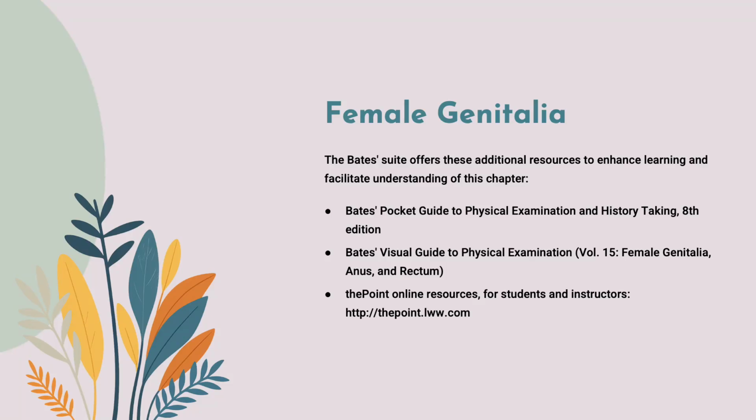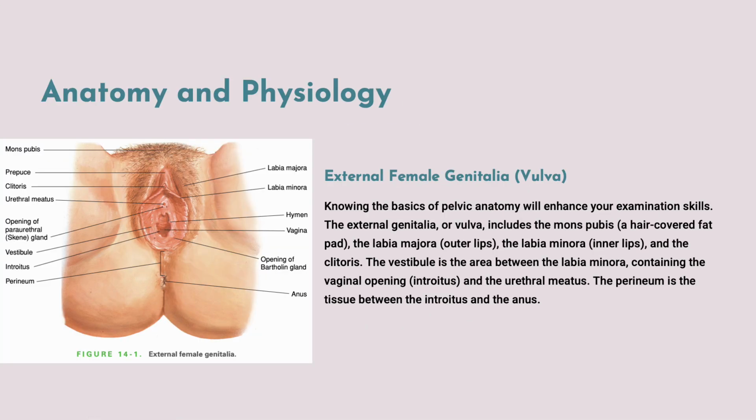Our final lecture for this session is on the female genitalia. Of course, we're going to review quickly the anatomy and physiology. Then we're going to learn about the different findings in the history and physical examination. Then we're going to tackle some of the concepts for health promotion. Let's quickly review the anatomy.